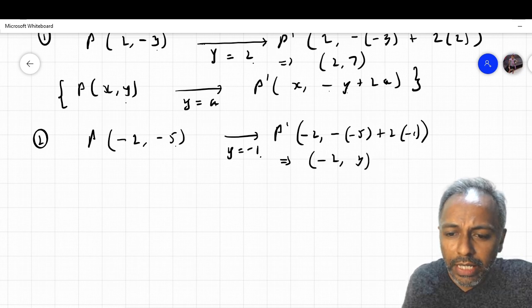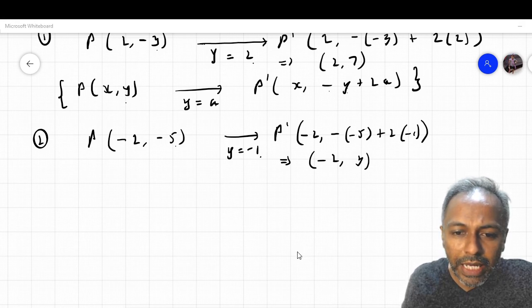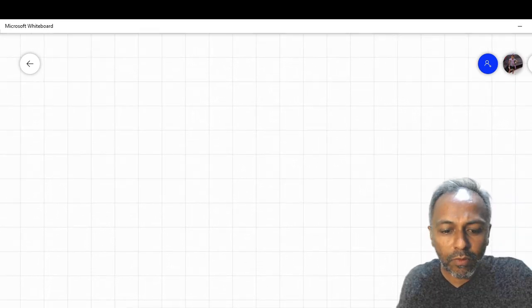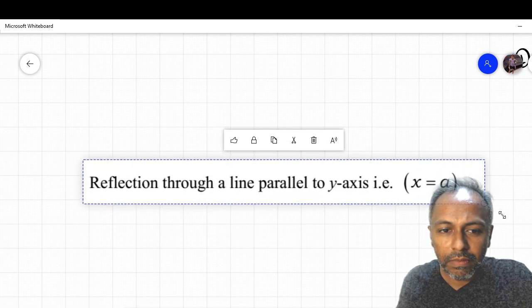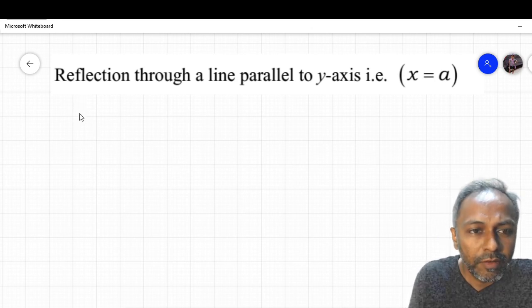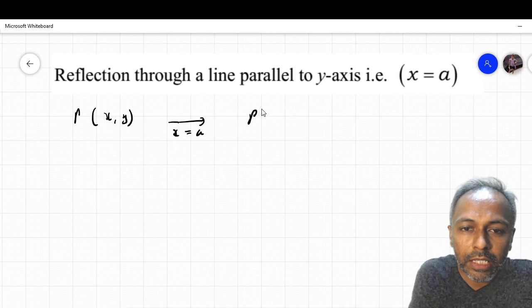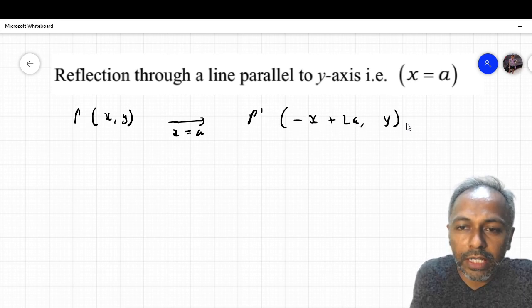Let us now take the reflection of the point about a line parallel to the y-axis, that is x equal to a. Let's see what we get by that. Let us first write the formula and then take the example. This is a recollection of what was already done. P(x, y) about x equal to a is given by P dash (minus x plus 2a, y).